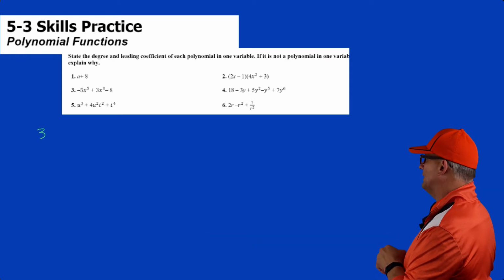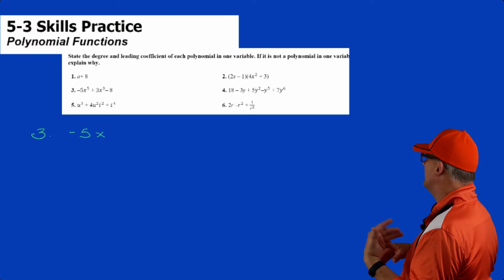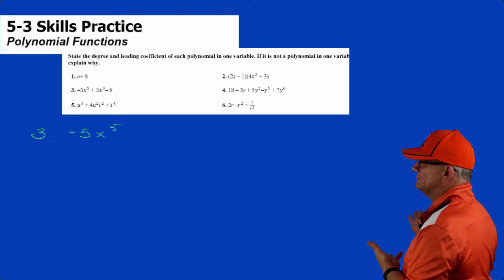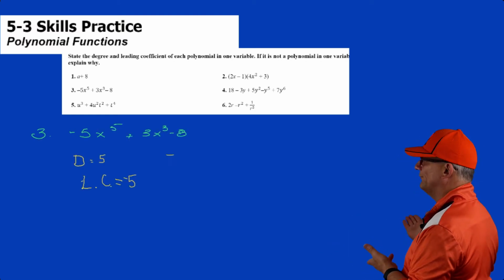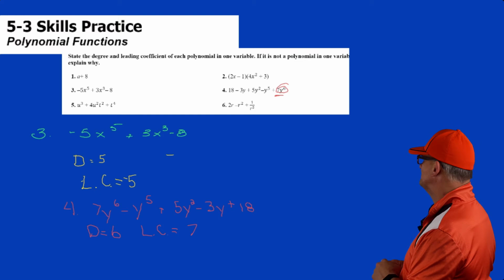Looking at number 3, it's already in standard form, so we don't have to do anything to this but identify. So what do we got? Our degree is 5 and our leading coefficient is -5. Okay, let's take number 4. There you go. How about number 5?